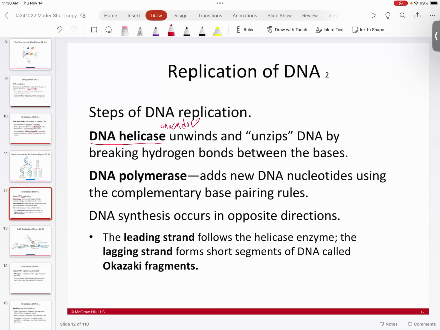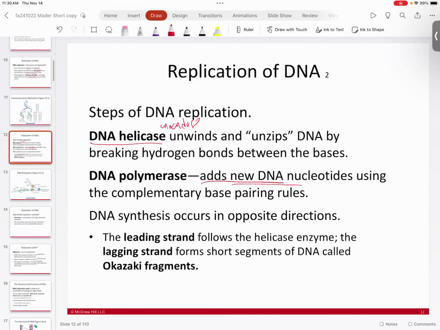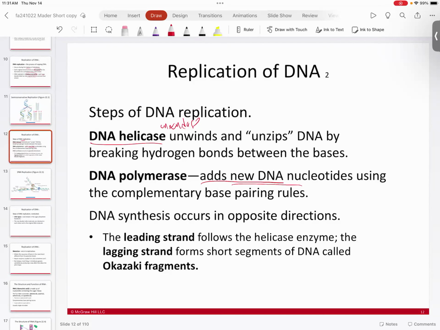And so this guy will unzip the DNA or basically open it up. And that exposes the bases of the template so that the polymerase, which is the next enzyme in line, can read it and basically make the new strand. Now, the DNA polymerase is essentially the one that makes the new strand. So this basically adds all the new DNA nucleotides based on those complementary rules, and it essentially makes the bulk of the DNA.